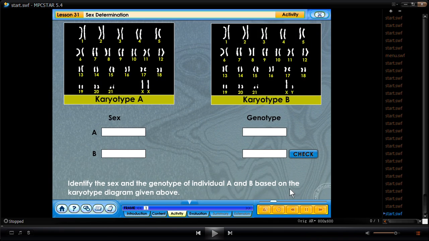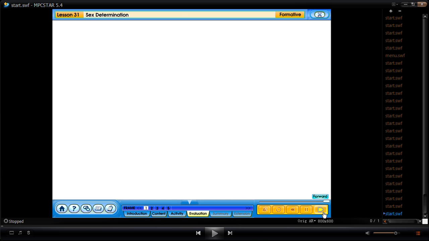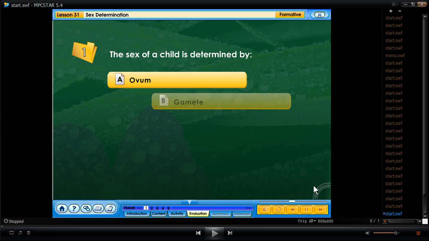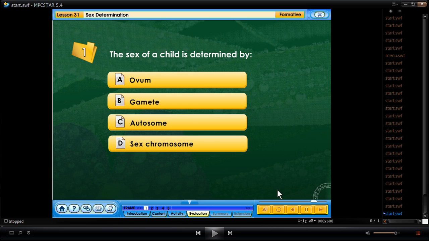Identify the sex and the genotype of individual A and B based on the karyotype diagram given above. The sex of a child is determined by A. Ovum, B. Gamete, C. Autosome, D. Sex chromosome.